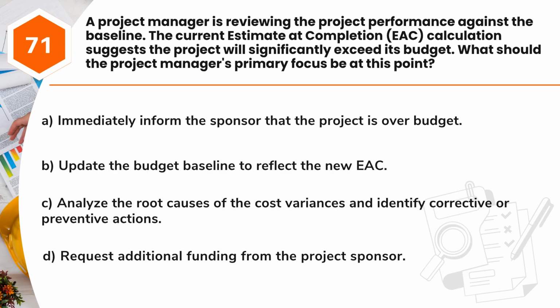Question 71. A project manager is reviewing the project performance against the baseline. The current estimate at completion, EAC, calculation suggests the project will significantly exceed its budget. What should the project manager's primary focus be at this point? A. Immediately inform the sponsor that the project is over budget. B. Update the budget baseline to reflect the new EAC. C. Analyze the root causes of the cost variances and identify corrective or preventive actions. D. Request additional funding from the project sponsor.